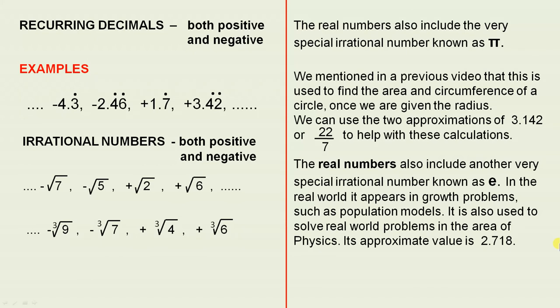So this video has introduced us to the idea of real numbers, and we've seen a few different categories that constitute the set of real numbers, and basically they are all the numbers that exist on the number line, both positive and negative.